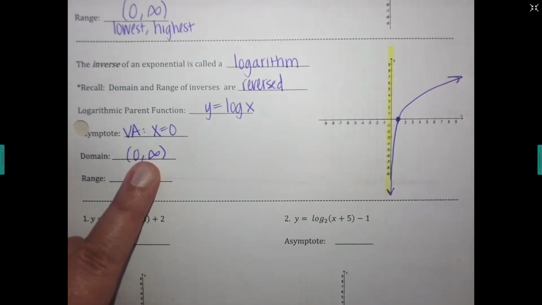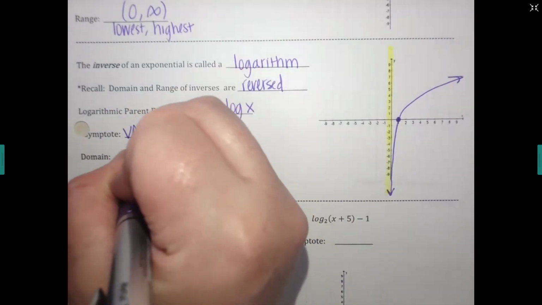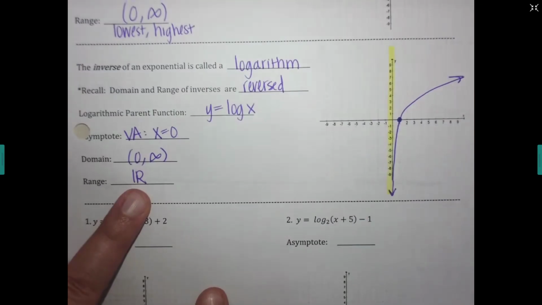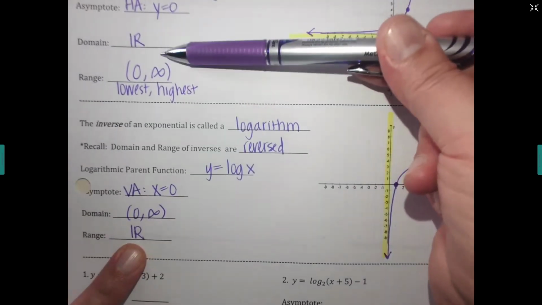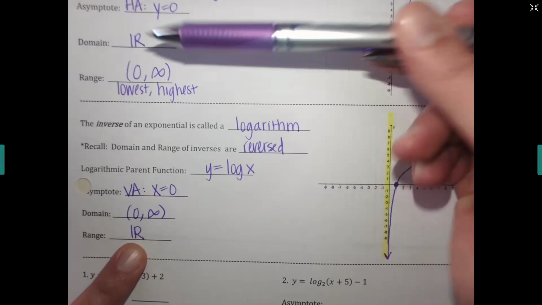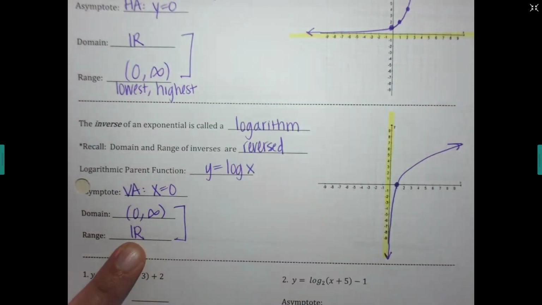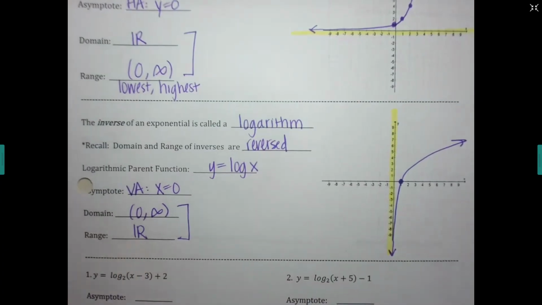That means it's all real numbers. But my range is now my old domain, because when you flip-flop the x and y, it flip-flops the domain and range. So your domain and range here are just backwards of the domain and range for the exponential. Okay? So let's do 2 graphs of this just to make sure you have the right idea, and then we'll move on.